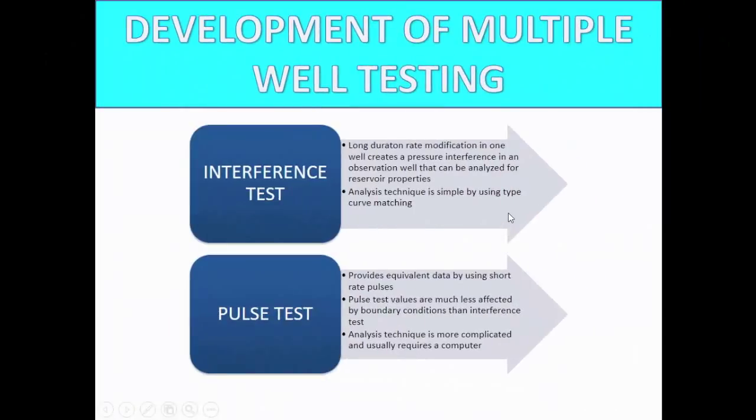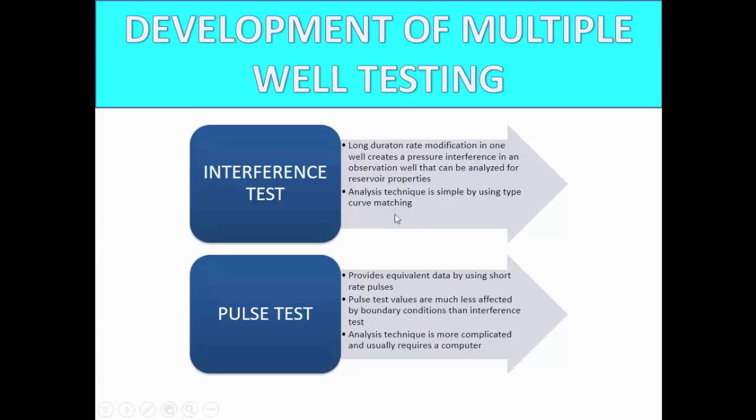Next, I will proceed to the next part, which is the development of multiple well testing. As we all know, multiple well testing consists of interference and pulse tests that involve more than one well. So, here is some comparison between interference and pulse test. As you can see here, interference test is a long duration rate modification in one well that creates a pressure interference in an observation well that can be analyzed for reservoir properties.